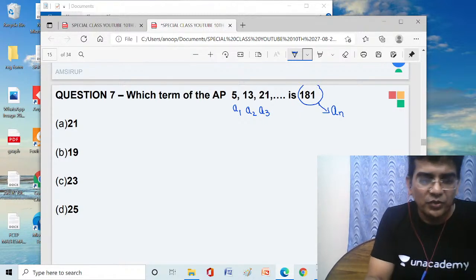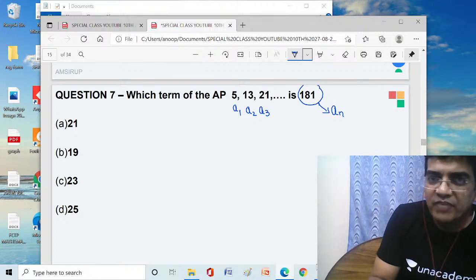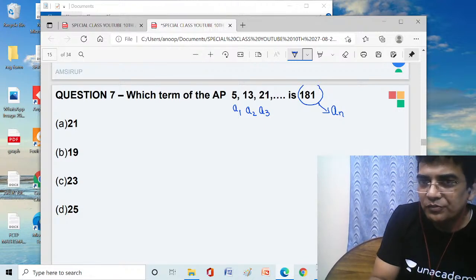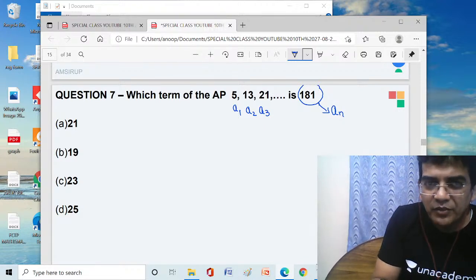Now what you should do, whenever an AP is known to you, your first step will be to write the first term which is represented by A. So we can say A is 5.